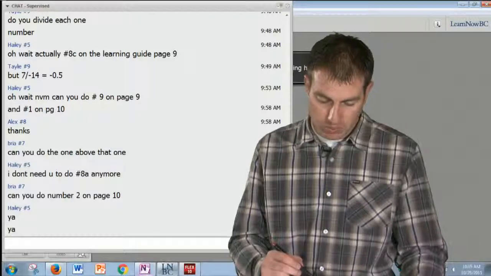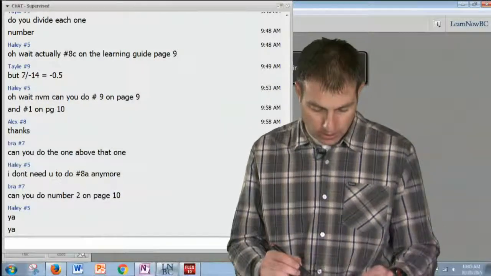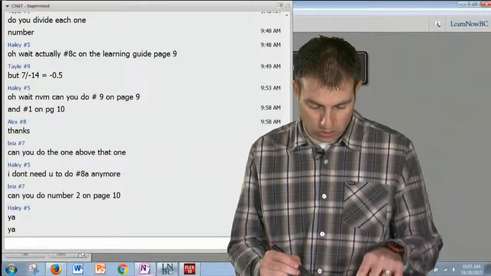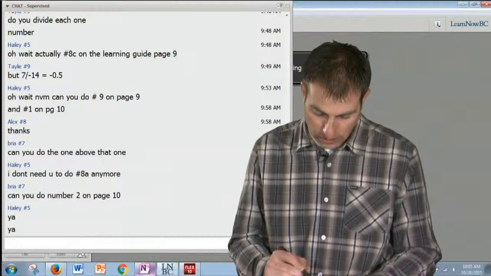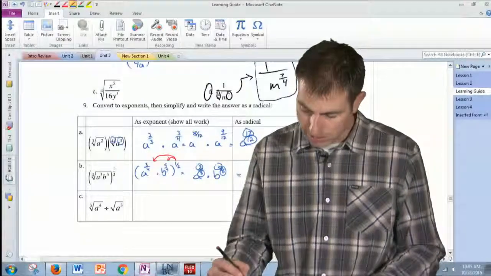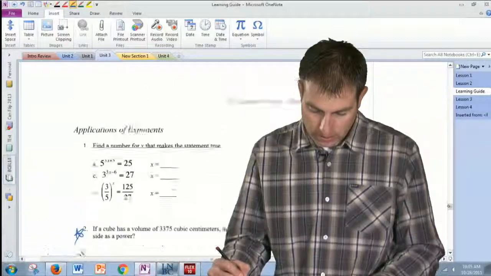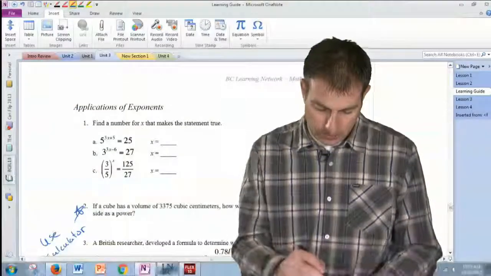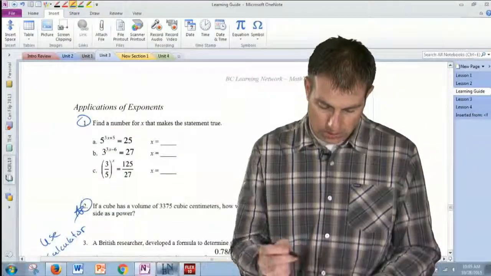Number 9 and number 1 on page 10. Don't need to do 8. Can you do 2 on page 10? So 1 and 2 on page 10, and then maybe we'll call it a day. This is page 10. Here's number 1, and here's number 2.